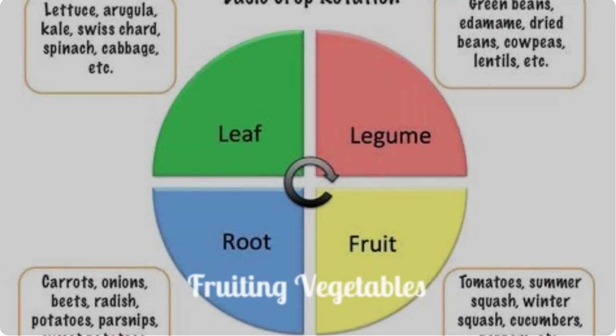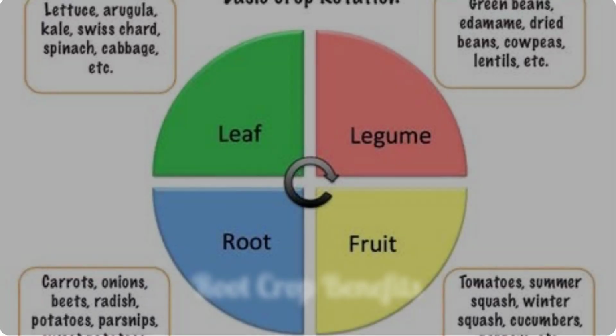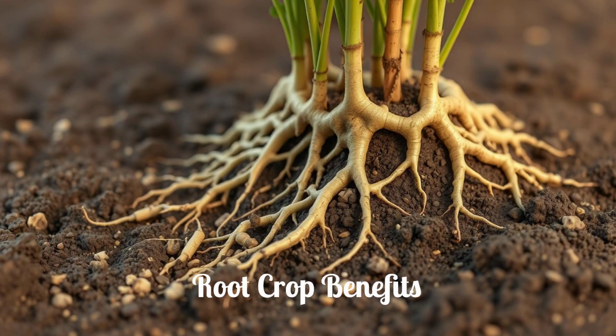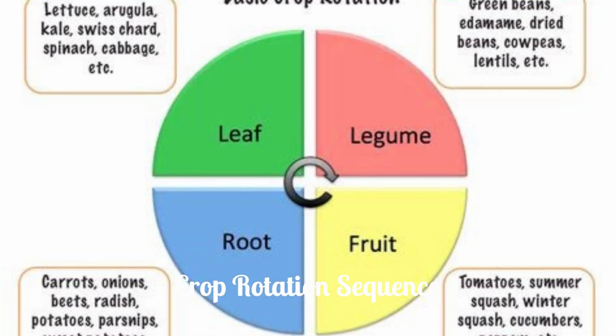Fruiting vegetables, for example tomatoes, peppers: heavy feeders that require nutrient-rich soil. Root crops, for example carrots, beets: benefit from the soil structure left by previous crops and help break up soil compaction. A typical rotation sequence might be legumes, leafy greens, fruiting vegetables, root crops.